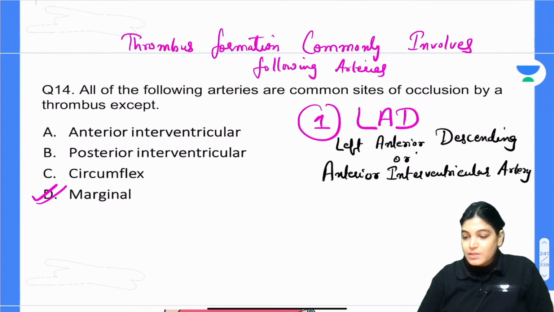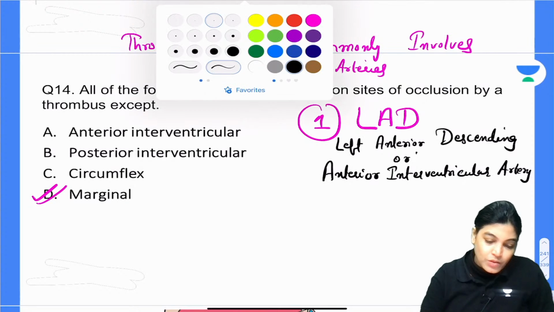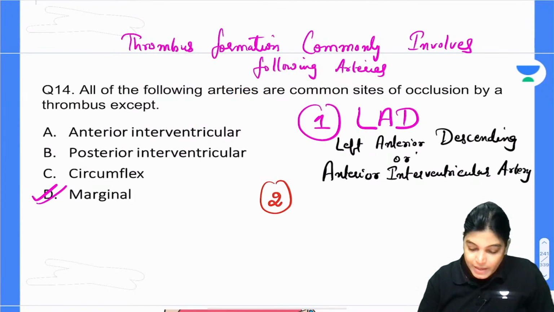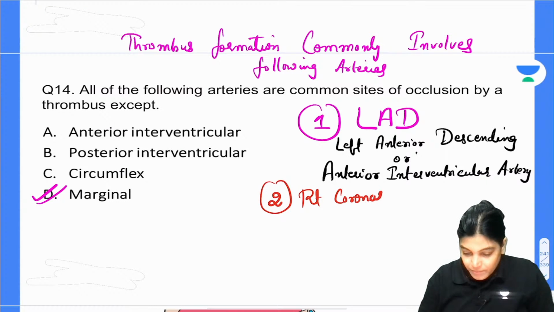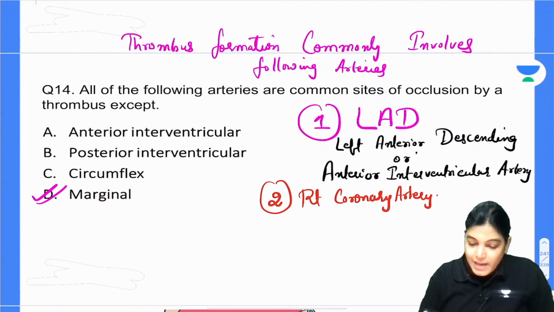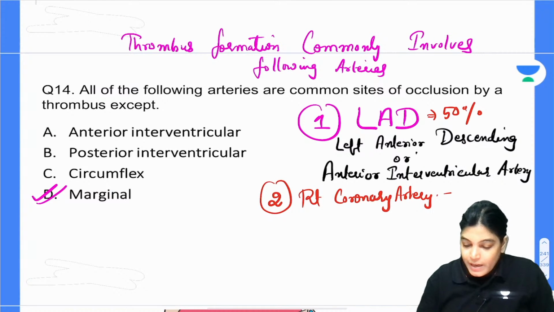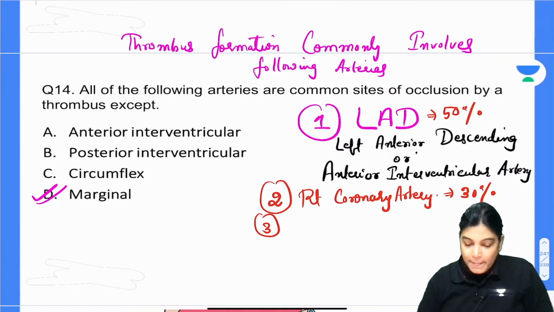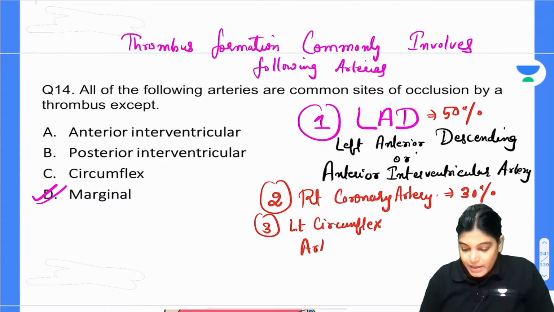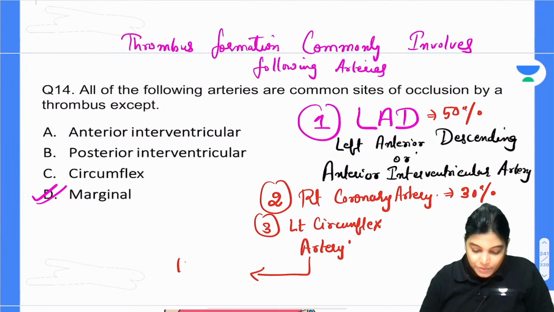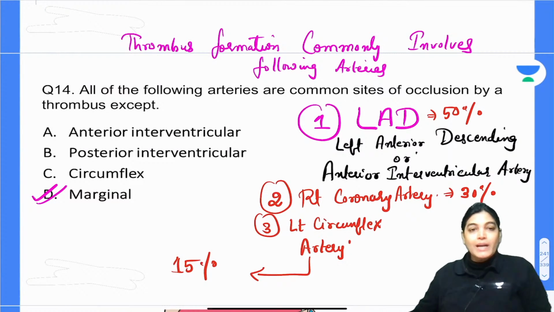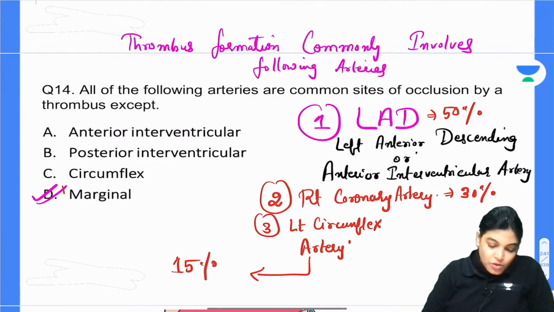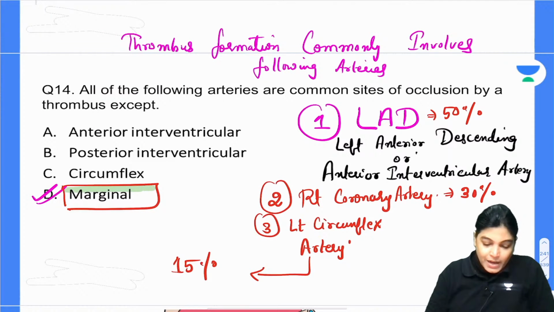Okay, my dear aspirants, so this is the first most commonly involved. Then we will move on to the second most commonly involved. The second most commonly involved artery is the right coronary artery. Exactly in 50% of cases the LAD arteries are involved. In 30% of cases the right coronary artery is directly involved, and the third most commonly involved artery is the left circumflex artery. Actually, the left circumflex artery is again a branch of the left coronary artery, and it is involved in 15% of cases, and the rest of the arteries can be involved in the remainder. So that means the least commonly involved artery will be the marginal artery. So we have D as the correct answer, that is marginal arteries.